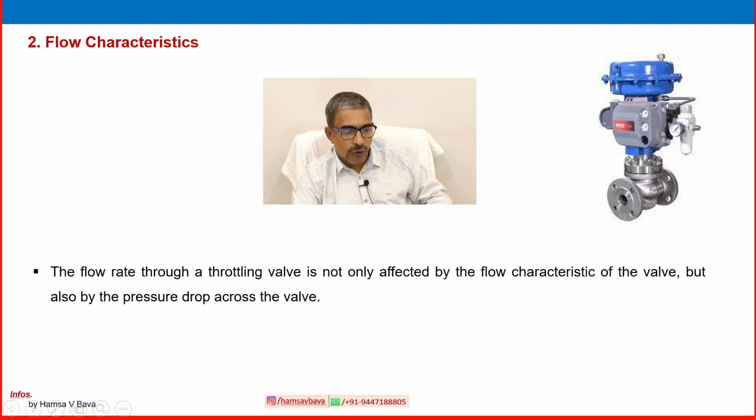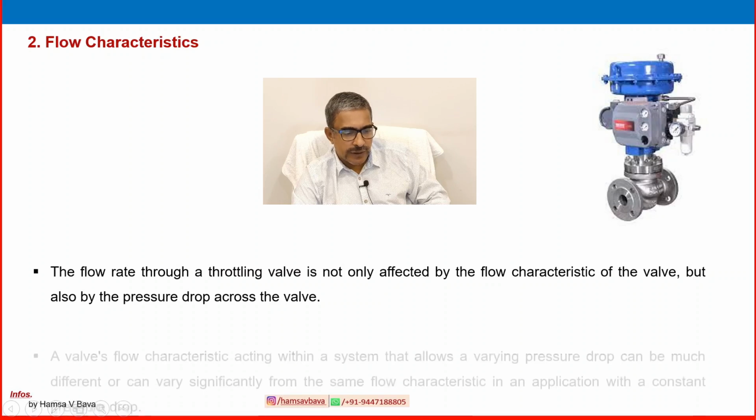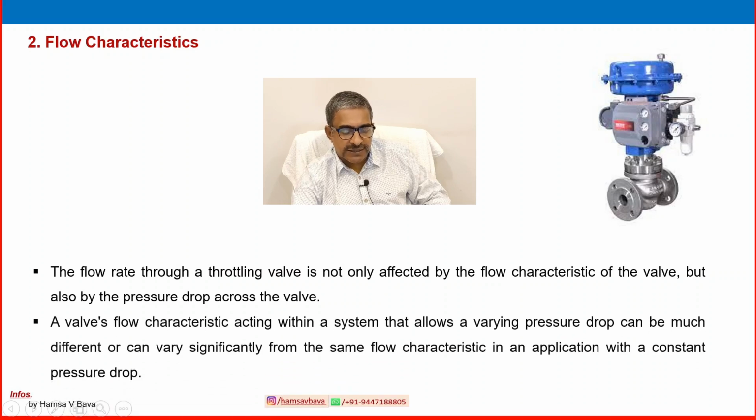The flow rate through the throttling valve is not only affected by the flow characteristic of the valve, but also by the pressure drop across the valve. Definitely that is also considered. A valve flow characteristic acting within a system that allows a varying pressure drop can be significantly different from the same flow characteristic in an application with a constant pressure drop.